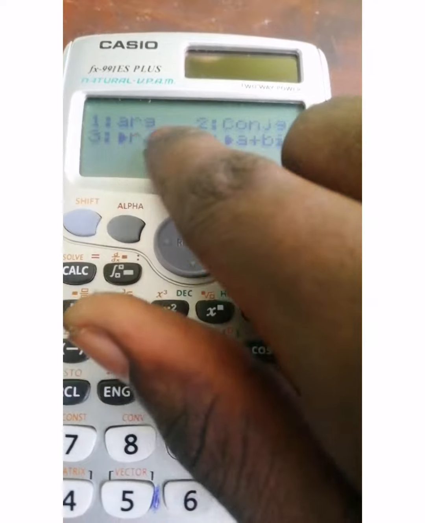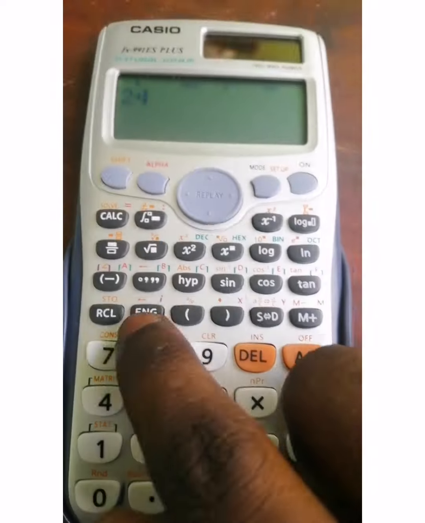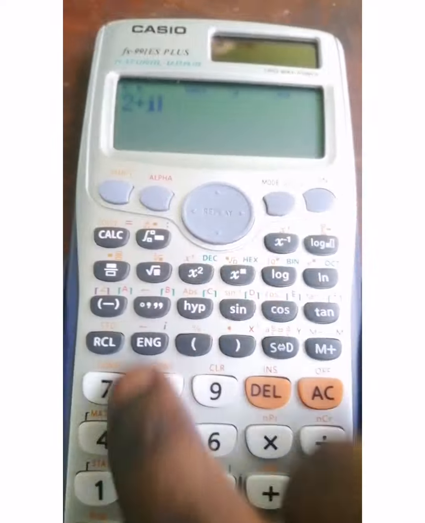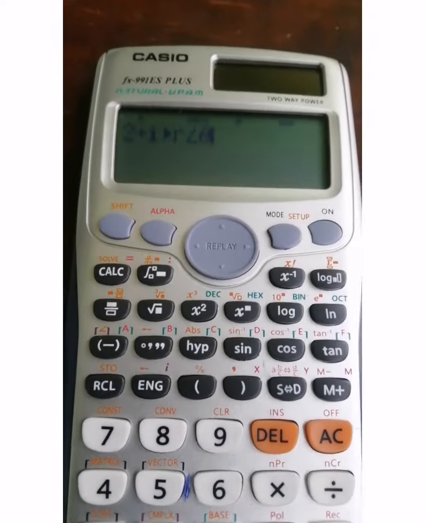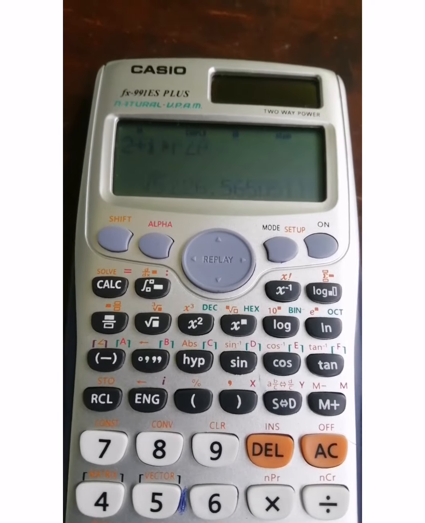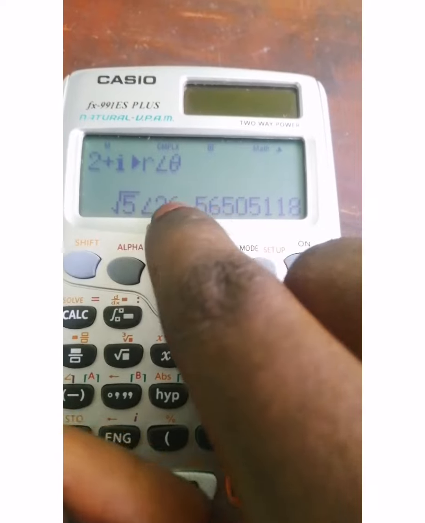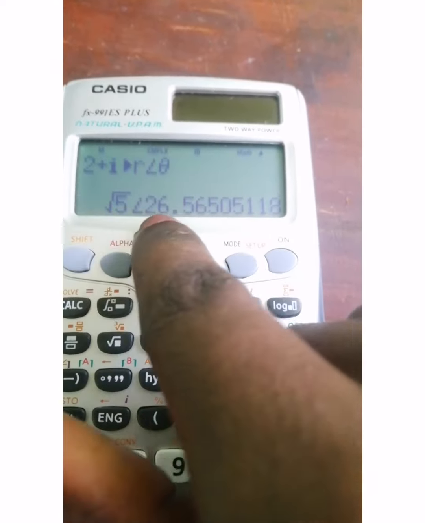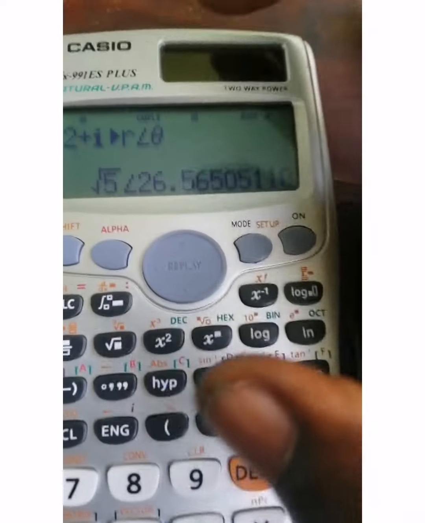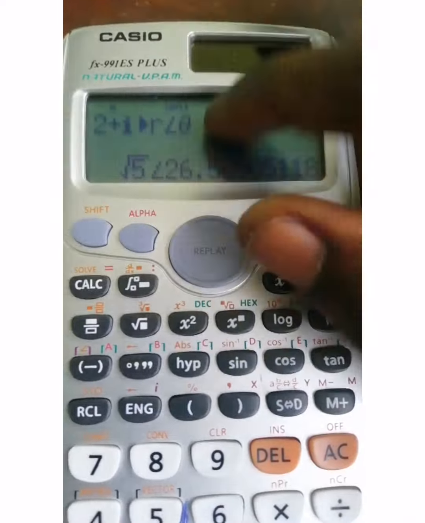If you want the other one, you type 2 plus I, and you press shift plus 2, and you choose 3. So when you choose 3, what are you going to get? You're going to get root 5, and the argument is 26. You see, we have the modulus and the argument. So in a question, if they ask you to find the argument and the modulus, you can just do it with this.